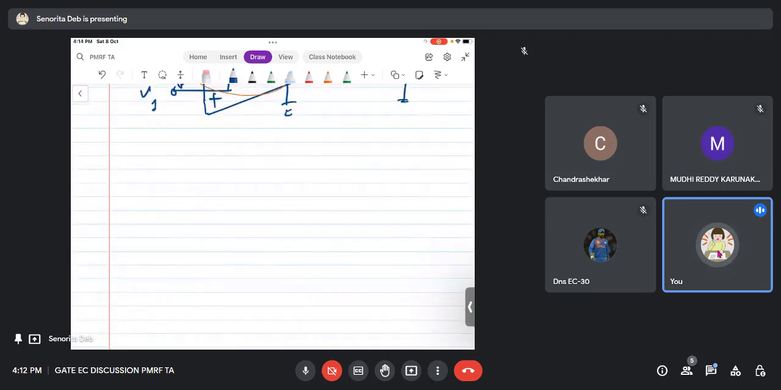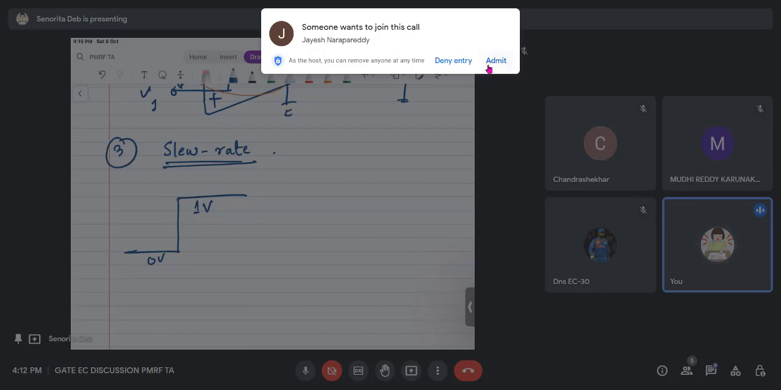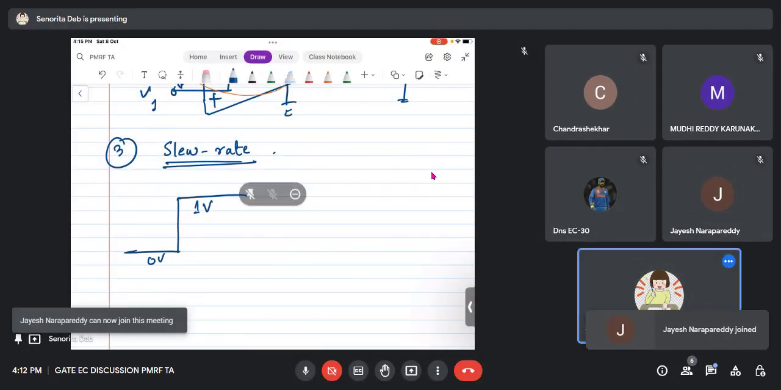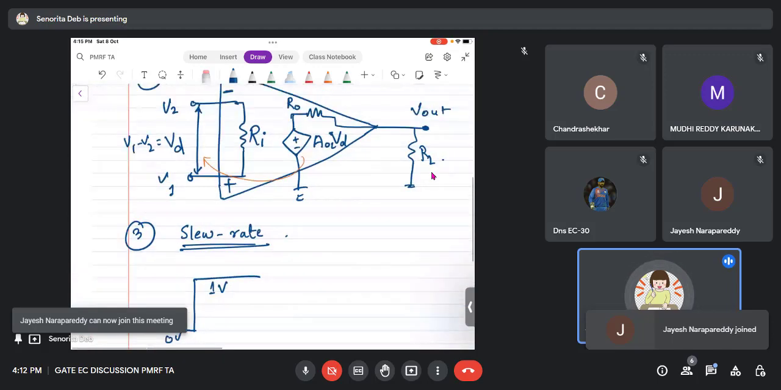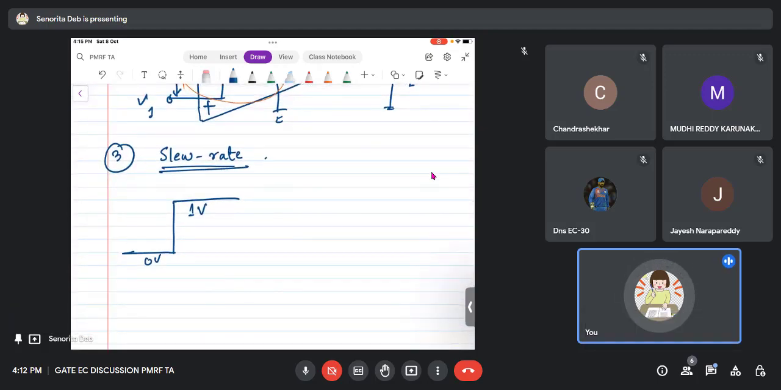First, let me say, slew rate. Slew rate basically decides what happens when I change my input. Suppose you are giving an input from an external signal generator, and that input is changing. Suppose you gave a step, so the input changed from 0 volts to 1 volt. How fast is this transition happening? How fast is the input changing from 0 to 1 volt?